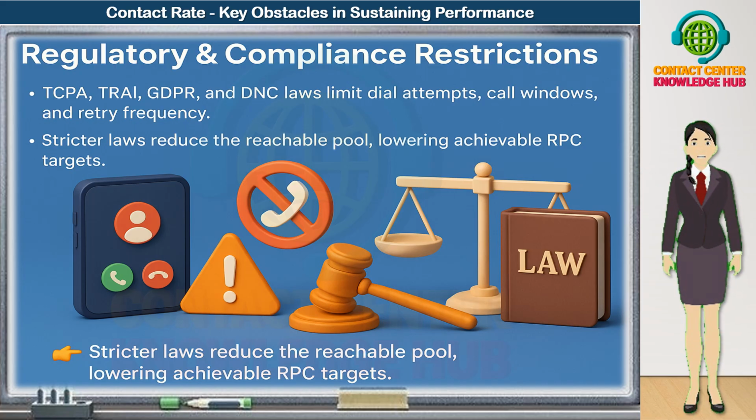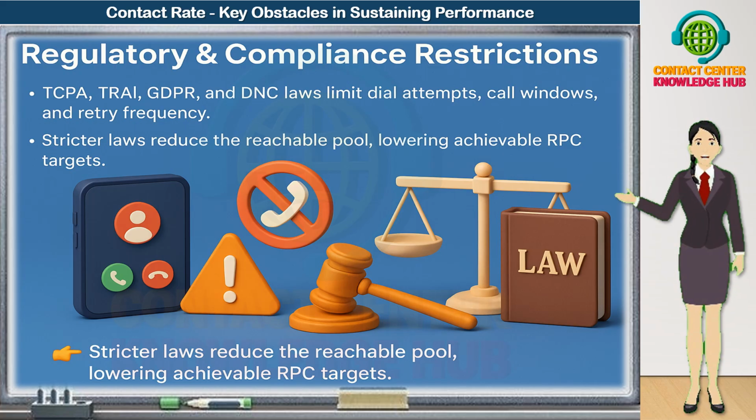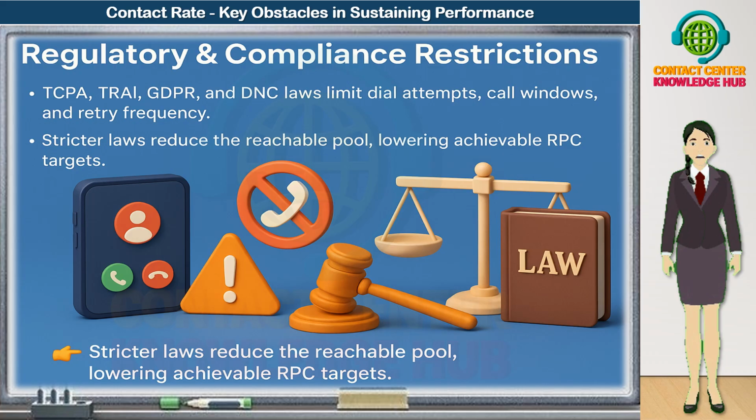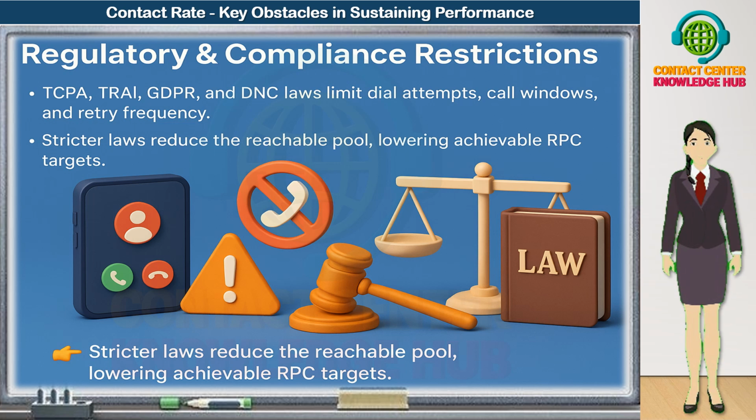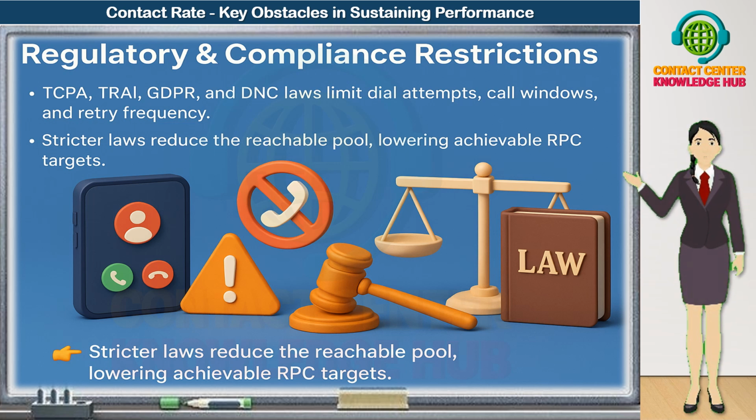frequency of retries. While these controls are essential for responsible communication, they also limit the total number of reachable contacts, which means your achievable right-party contact rate may naturally be lower under tighter compliance conditions. That's why successful organizations focus on quality over quantity, ensuring every allowed contact attempt is meaningful, relevant, and compliant. Impact: stricter regulatory frameworks may reduce the reach, but they also encourage cleaner data, better targeting, and a more trustworthy customer experience.